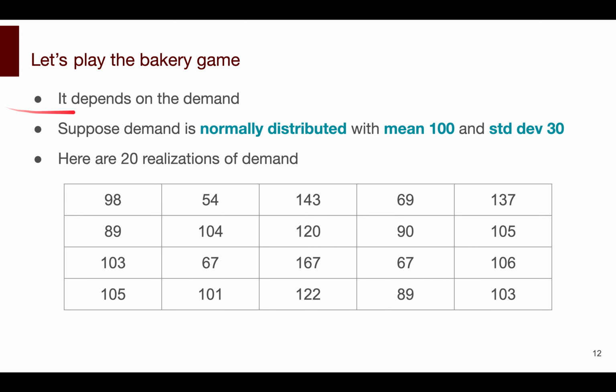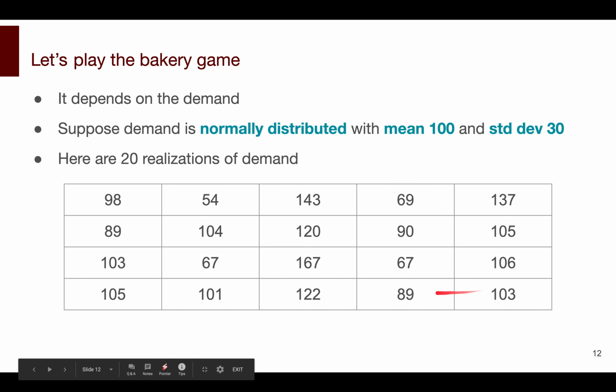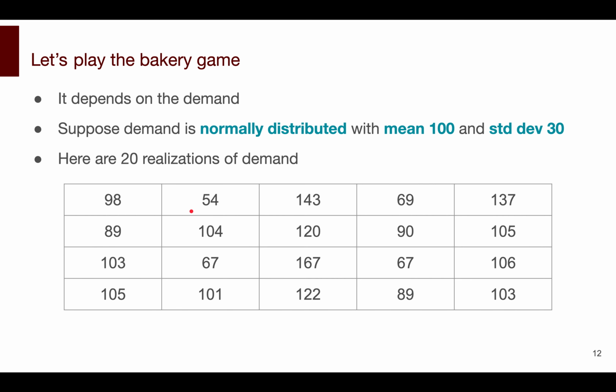Obviously, it depends on what the demand is going to be. For this example, let's assume that the demand is normally distributed. The mean is 100 and the standard deviation is 30. And here are 20 realizations of demand to give you a sense of how the demand is. So on average, the demand is about 100, but sometimes the demand is much higher, like 167 is the biggest number. Sometimes the demand is much lower, in this case 54. But remember, most of the time the demand is about 100.